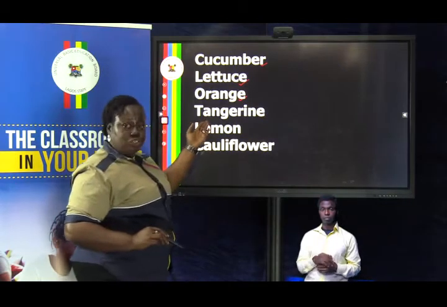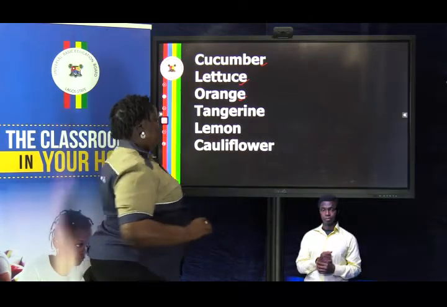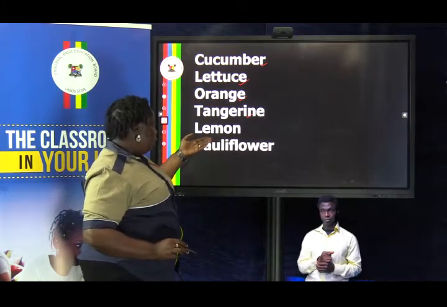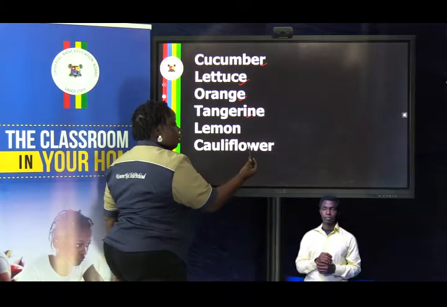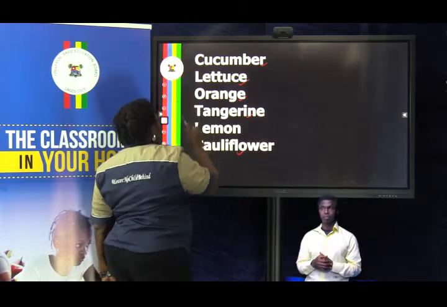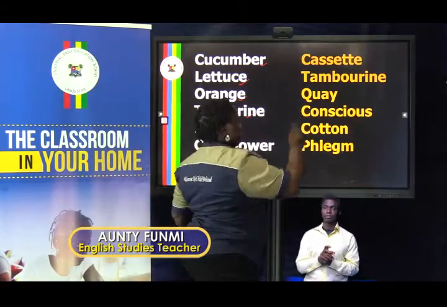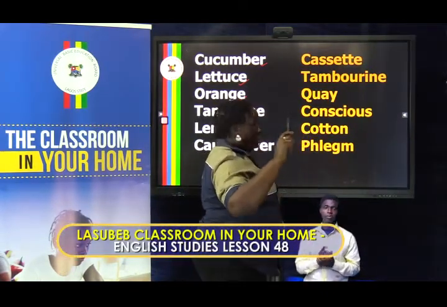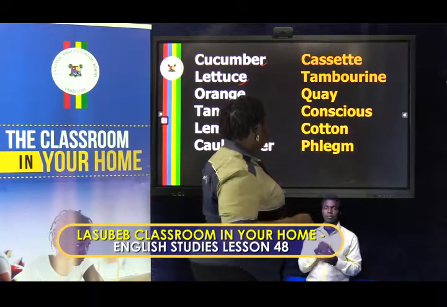The next one is tangerine. Tangerine. T-A-N-G-E-R-I-N-E. Yes, yes, you're correct. Lemon. Cauliflower. Yes. C-A-U-L-I-F-L-O-W-E-R. Cauliflower. Yes, you're correct. Well done. Cassette. Yes. The next one is tambourine. The one you use is an instrument. You use it in the church when you're singing. Tambourine. Some even use it in the mosque too.